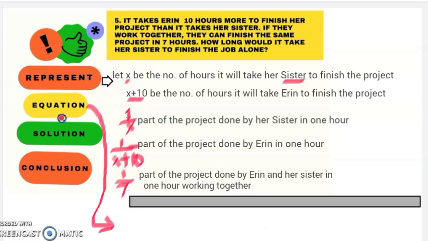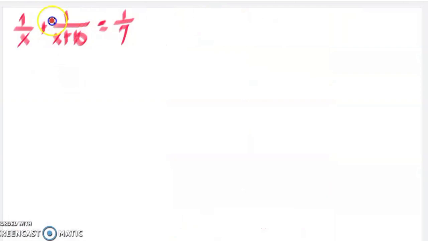Okay. So, since tapos na tayo mag-represent, ang equation natin would be 1 over x plus 1 over x plus 10 is equal to 1 over 7. Nasusundan ba? Okay. So, punta na tayo sa next page for the solution. So, ito yung ating equation. 1 over x plus 1 over x plus 10 equals 1 over 7.